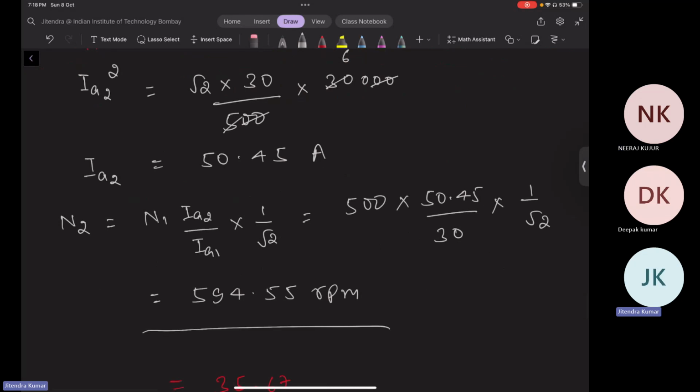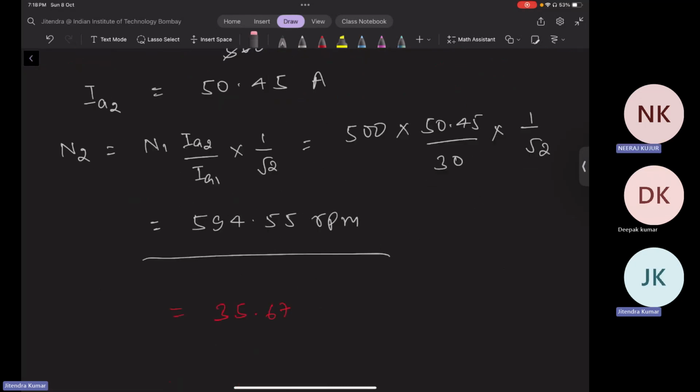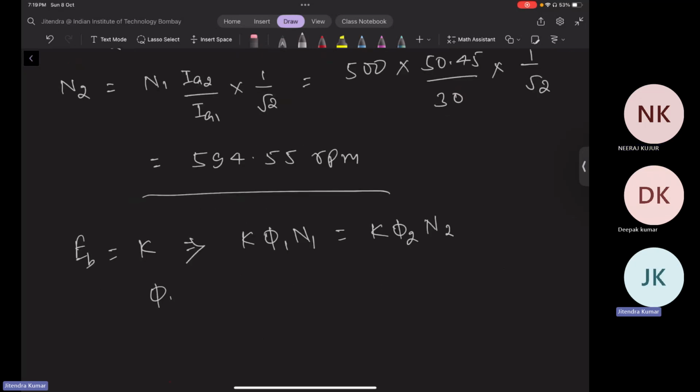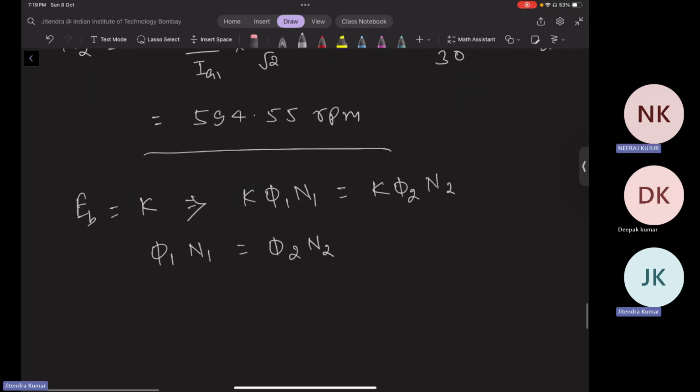Sir, I have one more idea. We are not changing the terminal voltage, sir. Therefore, the back EMF in both cases will be the same. Then K phi 1 N1 will be equal to K phi 2 N2. K will be cancelled, so phi 1 N1 is equal to phi 2 N2. And we will move phi 2 from the right to the left hand side.